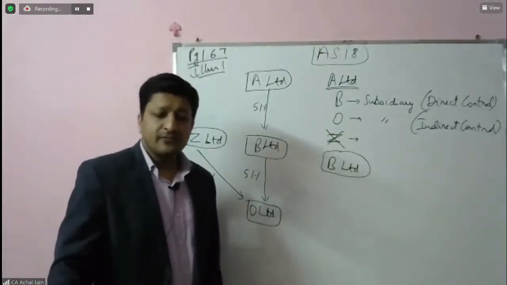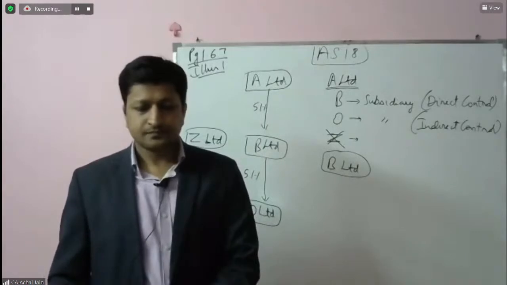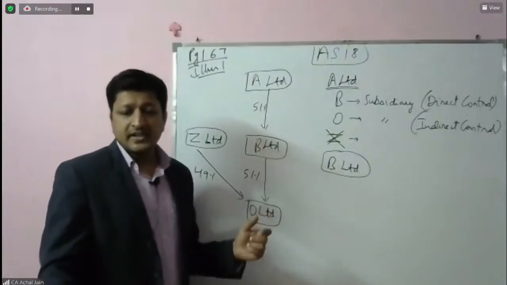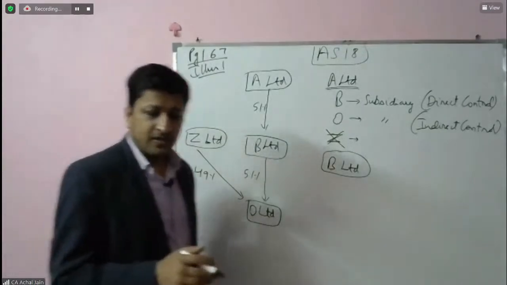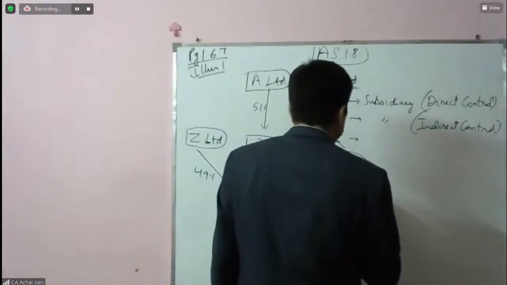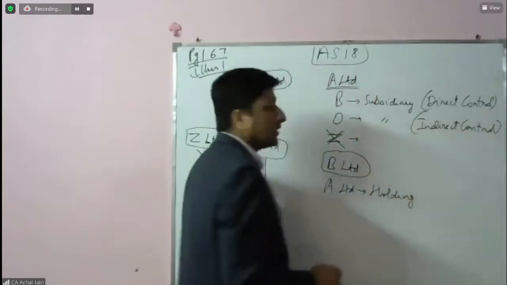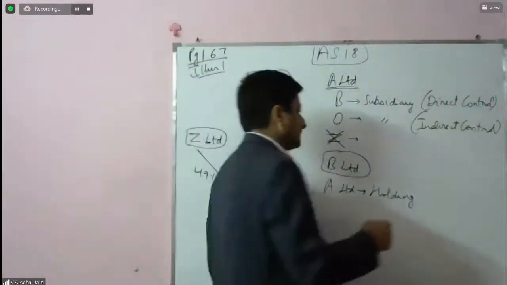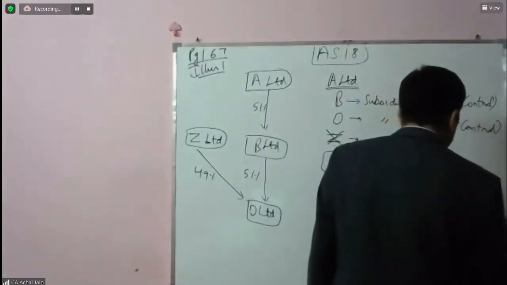Quickly. For B, which all parties will be its related parties? Okay, Anushka is saying A as a holding company and C as a subsidiary. Okay, great. So A Limited is the one which is the holding company. Means one who exercises control over B.